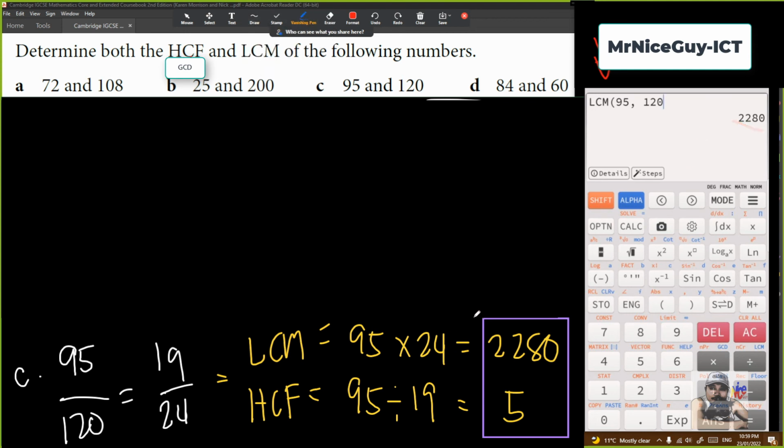That is exactly what we get using the method that I have discussed with you today. For the GCD, the same concept. You put in 95 and 120, and it gives you the same number. That's the whole thing for today. For letter D, you can try it by yourself and prove it with your calculator as well as with the solutions I just gave you.